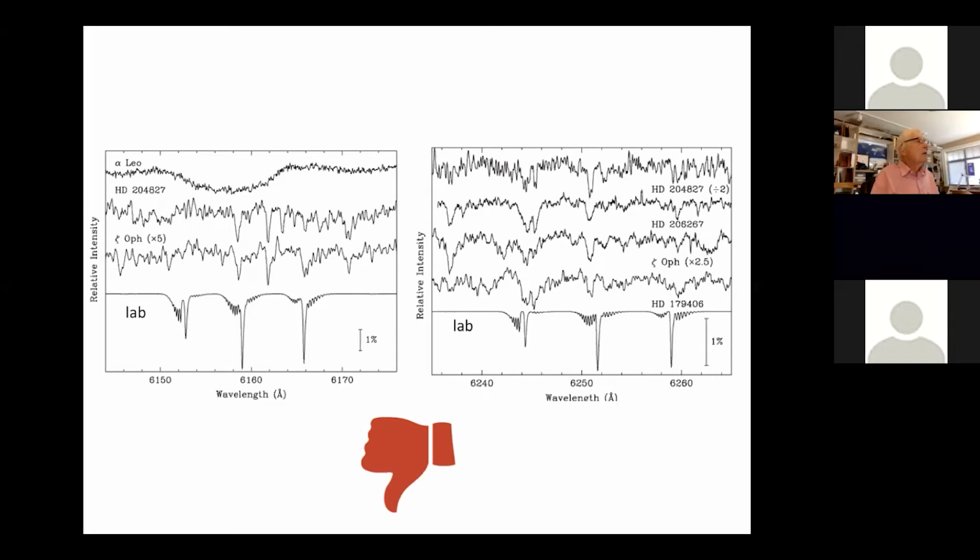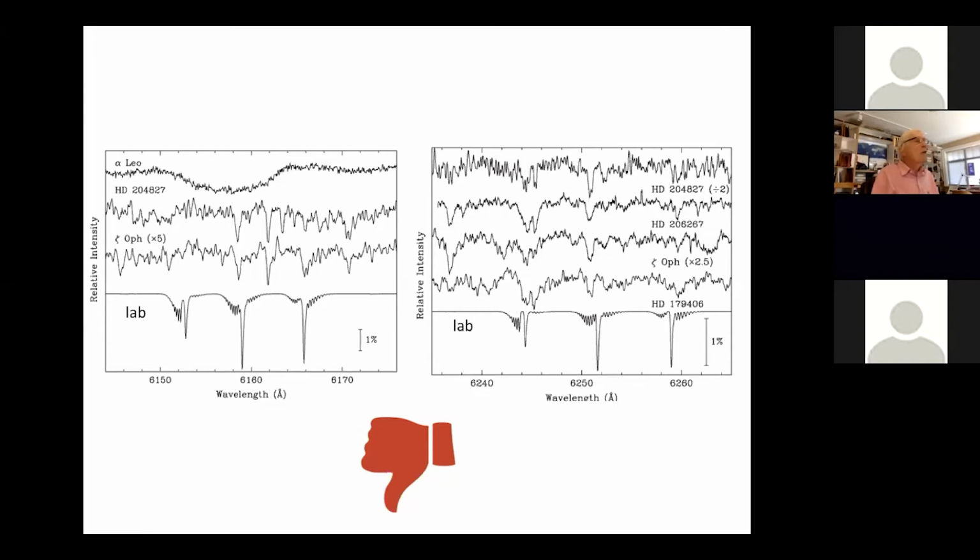So what you see in this picture are a blue stellar spectrum, a rapid rotator, Alpha Leo, and then below that, the spectra of individual high temperature O stars or early B stars. And the lab spectrum is at the bottom. And what they produce from the lab is, I can't believe it's quite what we expected to see, but anyway.